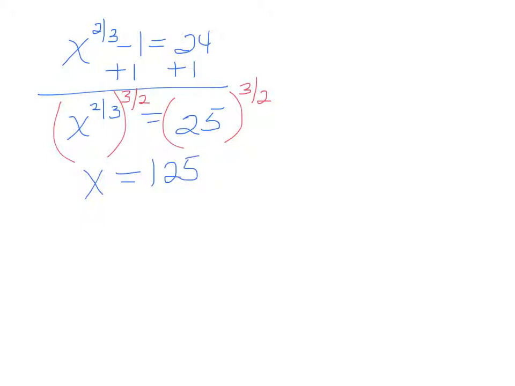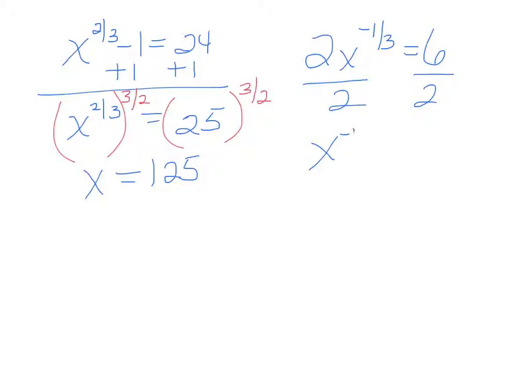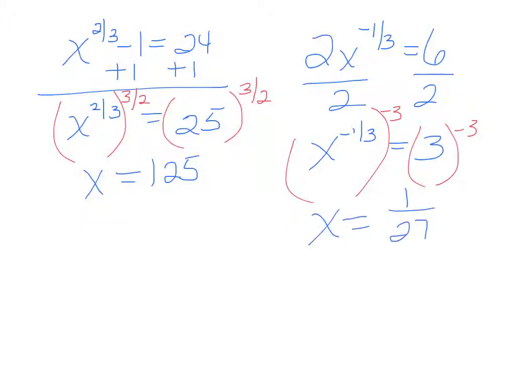Let's do another one like that. If I had 2x raised to the negative 1/3 power equals 6, again, I need to isolate the base and the exponent, so in this case I'm going to divide each side by 2 and get x to the negative 1/3 equals 3. I'm going to raise each side to the reciprocal of negative 1/3, which is negative 3 over 1, or plain old negative 3. Because the original is a negative, its reciprocal is a negative. And I end up with x equals 1 over 27. So there's just a little review on how to undo an exponent when you only have one in an equation.